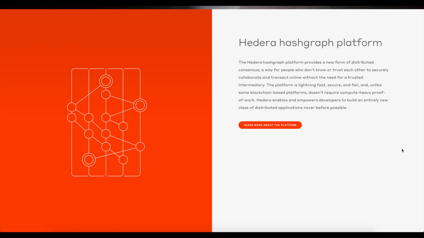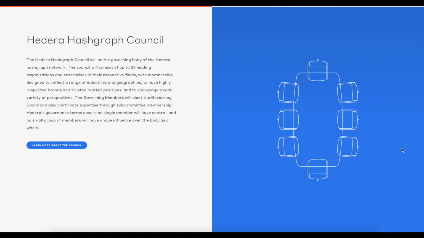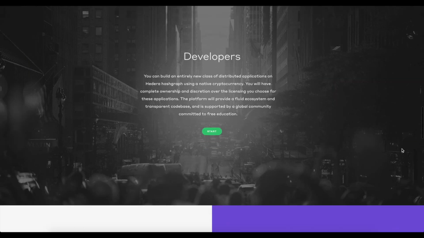So that means that it will support decentralized applications as well as different smart contracts based on top of the Hashgraph platform. This platform is lightning fast, secure and fair, unlike blockchain based platforms, and it doesn't require heavy compute proof of work. They are also building a Hedera Hashgraph Council, which I will tell you about later. Then we have the section for developers. You can build an entirely new class of distributed applications on top of Hedera Hashgraph using a native cryptocurrency. As I already mentioned, there will be no license required to build applications on top of the Hedera platform.